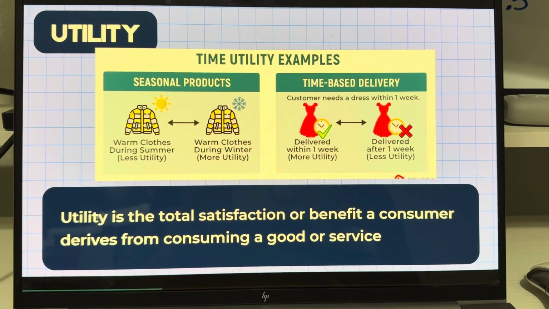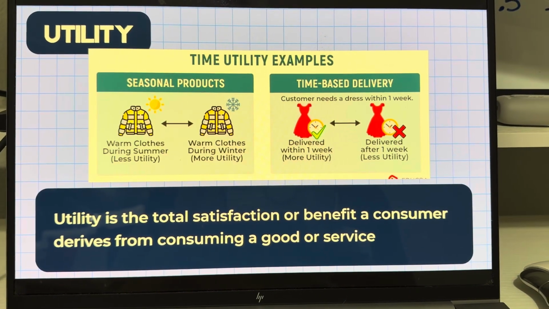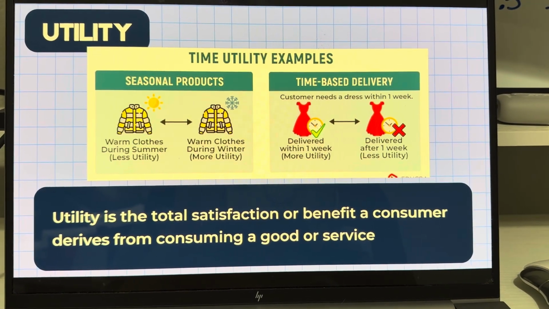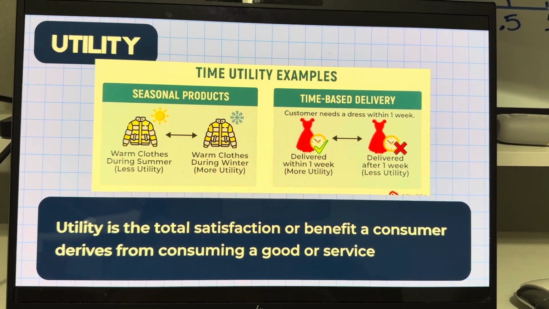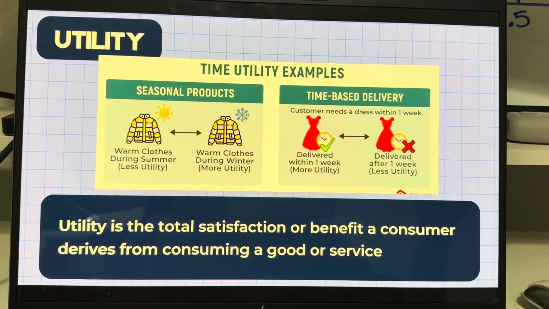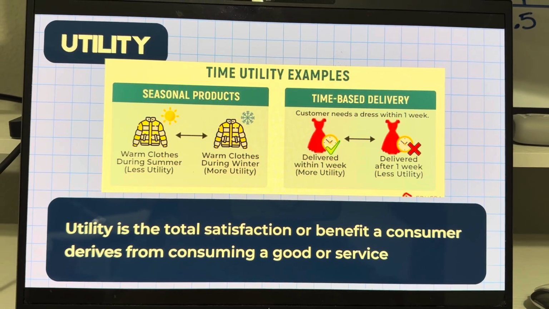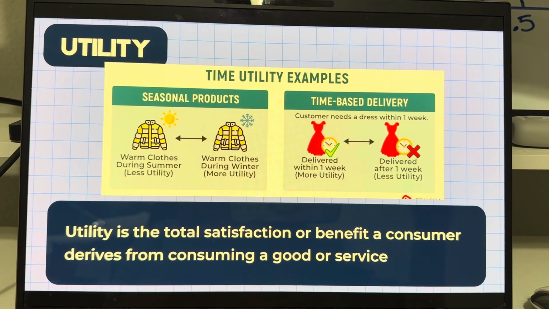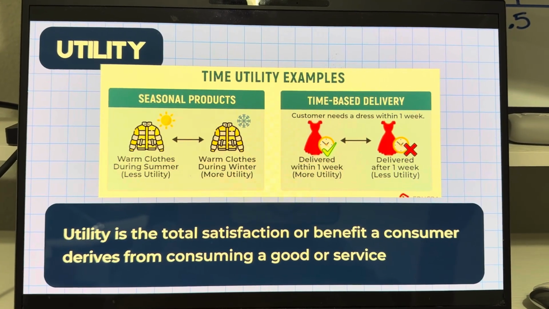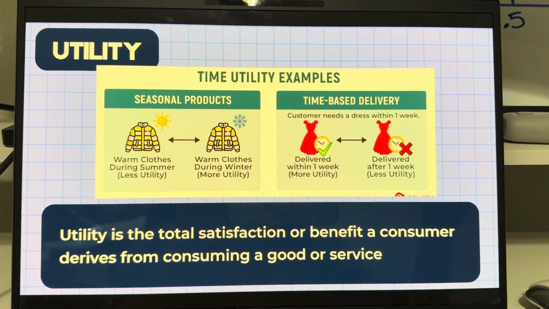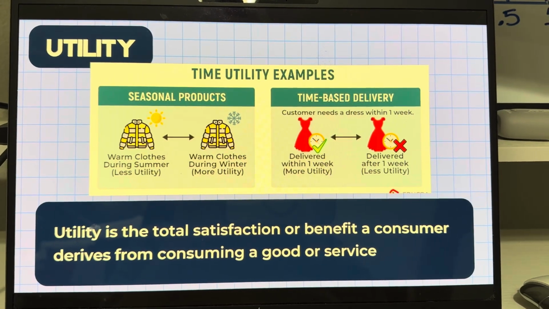First of all, we're going to define what utility is. Utility is the total satisfaction or benefit a consumer derives from consuming a good or service. It's a measure used to explain consumer behavior and decision making, assuming individuals are rational and strive to maximize their utility given their budget constraints.